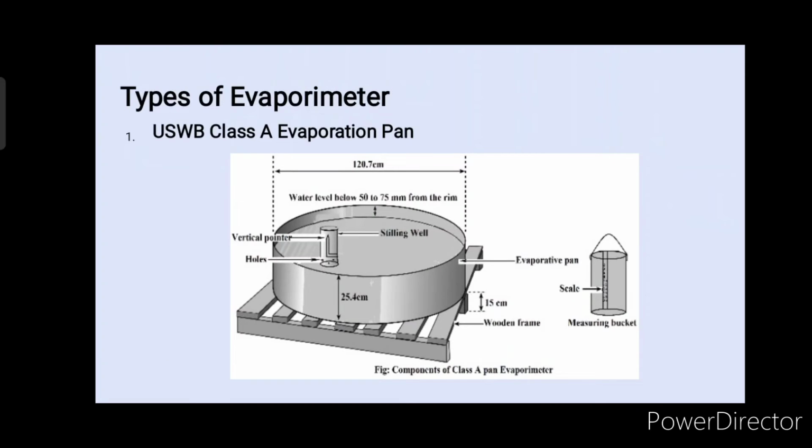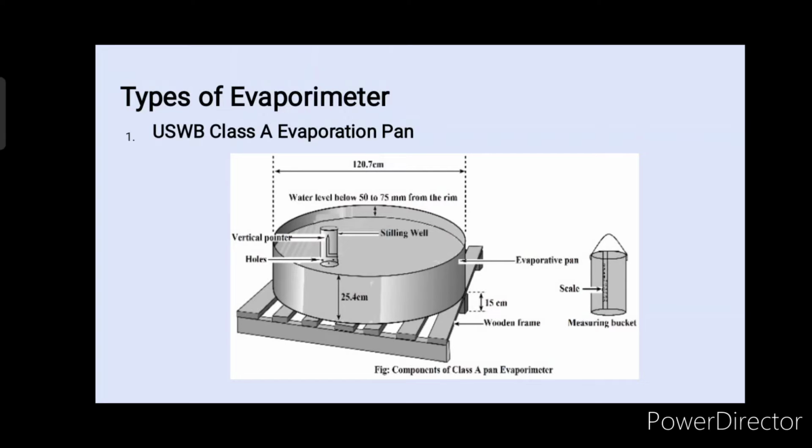So there are different types of evaporimeter. In our report, we have here 4 types of evaporimeter. Number 1 is USWB Class A evaporation pan. So this pan has a diameter of 1210 millimeter and depth of 255 millimeter. The depth of water is maintained between 18 and 20 centimeter, and the pan is made of unpainted GI sheet.